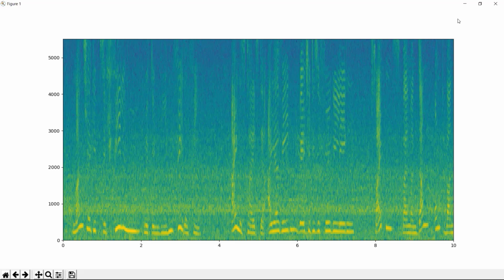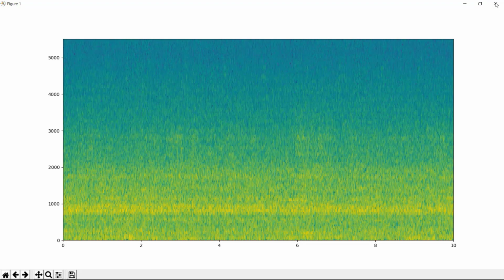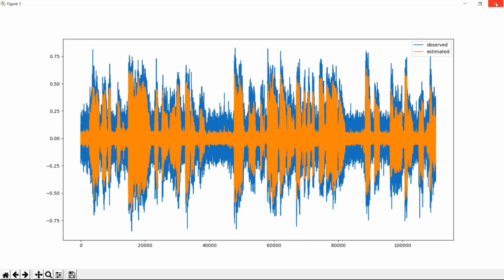The first plot we see is the spectrogram of the observed signal. We see power at nearly all frequencies due to noise, but we can also recognize a common structure of a speech signal. If we look just at the noise signal, it looks like this. Now let us move on to the results. You see here in the blue the observed signal and in red the estimated signal. Especially in speech pause, you see that noise is significantly reduced.